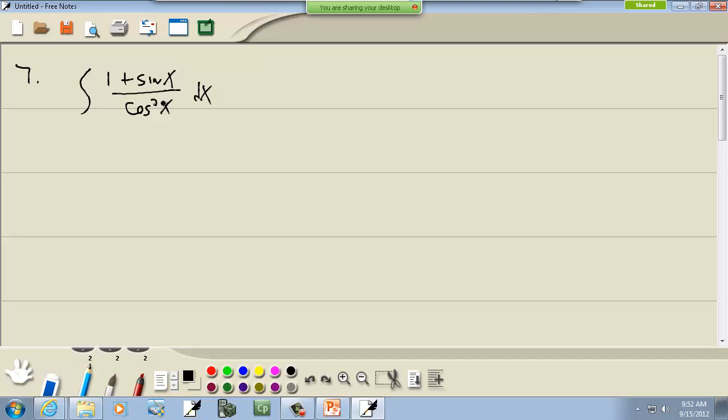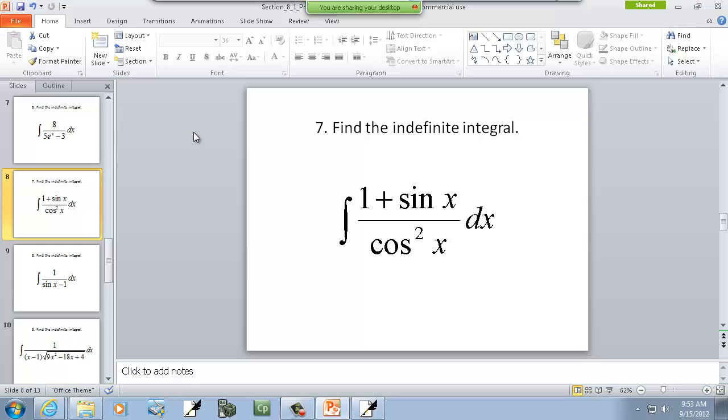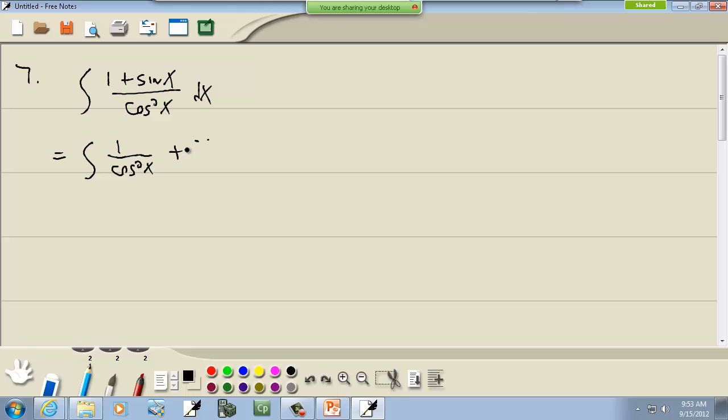But I don't think that really goes anywhere, because we can't do a u-substitution then. So the other thing that jumped out at me is we've got a single item downstairs here. If you have a single item, with no pluses or minuses separating anything, you can try to take each item up on top and put it over that single item. So we could rewrite this as 1 over cosine squared plus sine x over cosine squared dx.